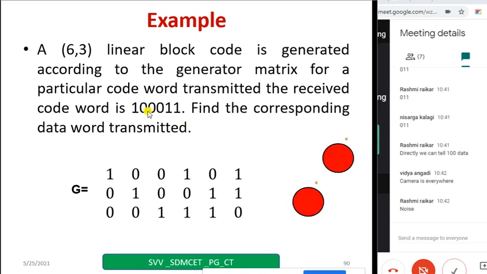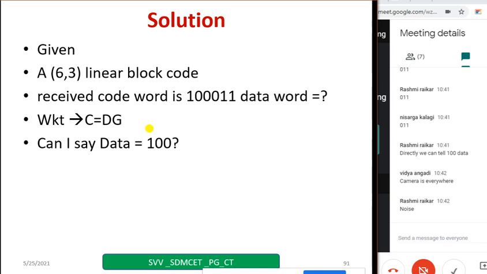I discussed that I cannot say directly that 100 is the data, because God is everywhere, and many students said yes sir, cameras are everywhere, noise is everywhere. So I cannot say directly that 100 is the data. Therefore G is given. Now I have to write down the steps. These things you note down. Given is this, received is this. Hope all of you copied this much in your notebook. Let me go to the next.